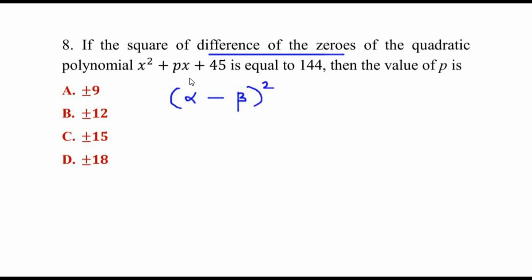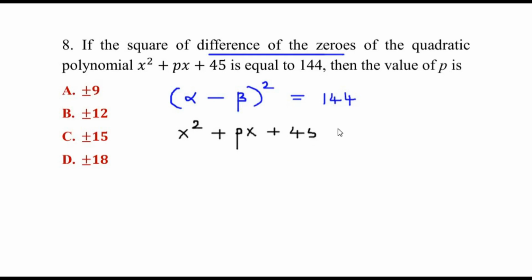So if the square of the difference of the zeros of the quadratic polynomial is equal to 144, then what is the value of p from this given polynomial equation? Now this is what they have given, plus they have given the expression. So let me write down the expression now. So it is x square plus p of x plus 45.